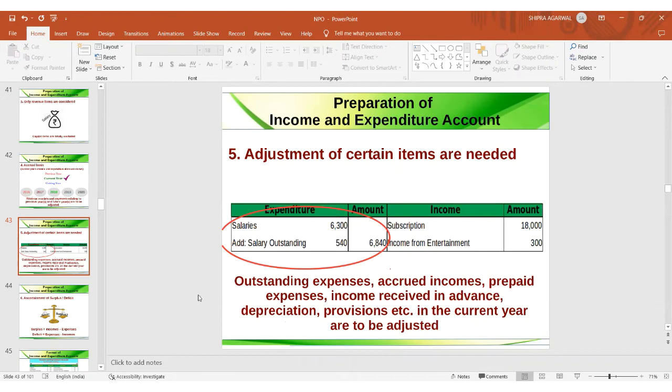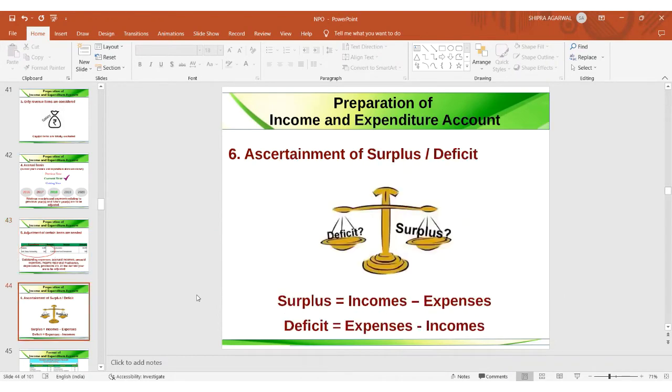Whatever adjustments are to be made with respect to outstanding expenses, accrued incomes, prepaid expenses, income received in advance, depreciation, provisions, etc., they all are to be adjusted and shown in your income and expenditure account. And finally, you calculate your surplus and deficit. Surplus is the situation when your income is more as compared to your expenses, and deficit is the situation when your expenses are more as compared to your income.